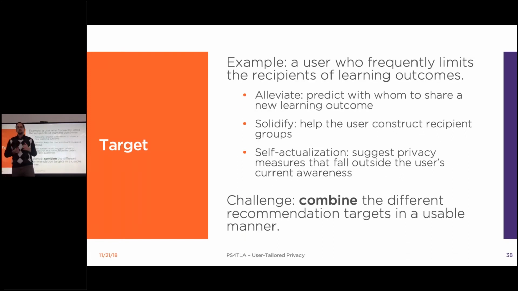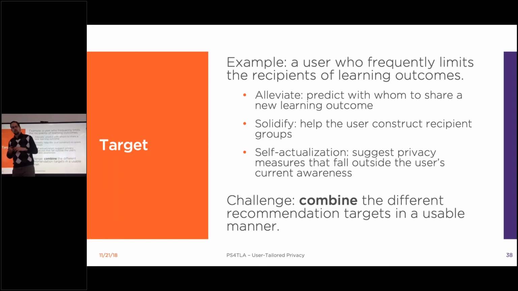So here's an example of these different ways of dealing with privacy modeling. Let's say you have a user who frequently limits the recipients when sharing a certain learning outcome. So this could be a selective share, right? One thing we can do is relieve some of their privacy concerns and some of their burden by predicting with whom they will share some new learning outcome, and then automatically sharing with that group, right? That way we are just doing what they're already doing. But another thing we can do is solidify their privacy practices by helping this user construct, for instance, useful groups of recipients that they can use repeatedly in future sharing instances. So that would solidify their current practices by adding something useful to it. And finally, we could move beyond their current practices by suggesting privacy measures or privacy mechanisms that fall outside of their current awareness. So now we're teaching them something new.